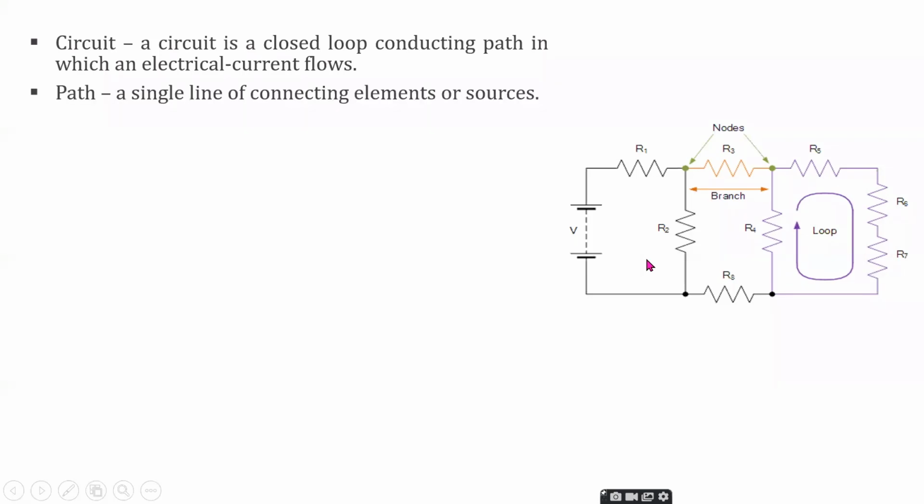Next important definition is path. A single line of connecting elements or source. A path is what? A single line of connecting elements or the sources. How many paths can you observe here? Assume that it is a point A, point B, C, D, E, F, G, H. What is path? It is a single line of connecting elements or the sources.